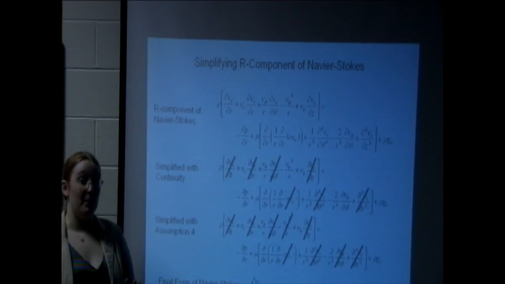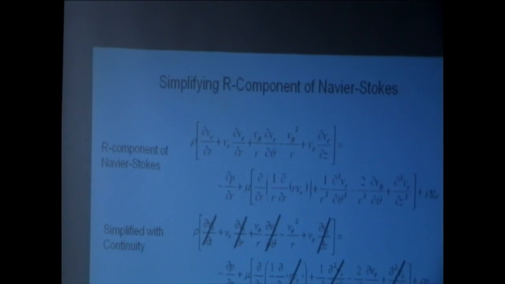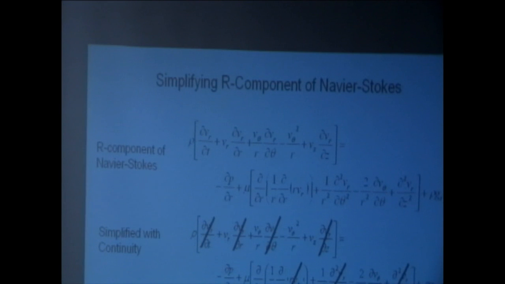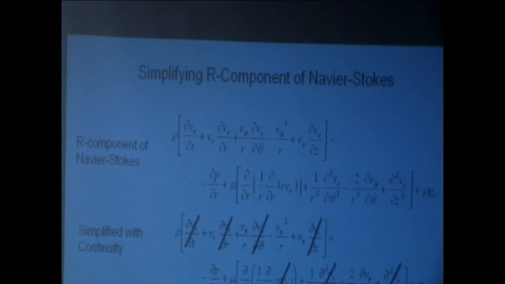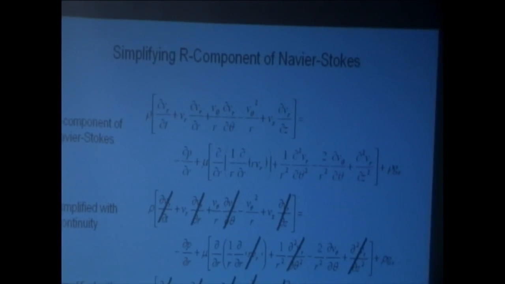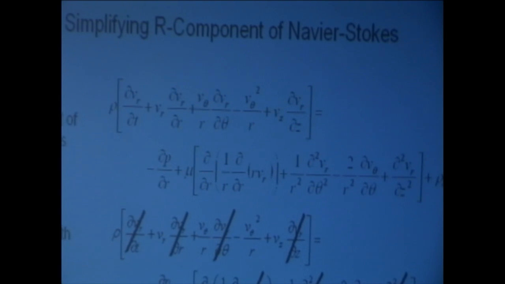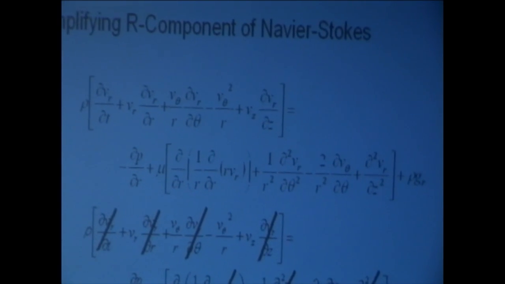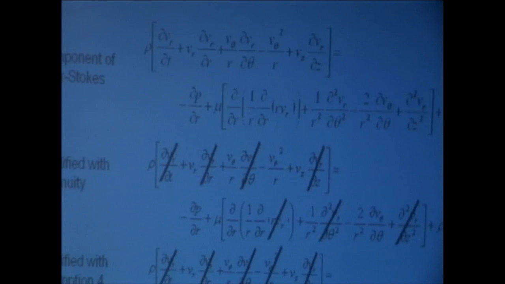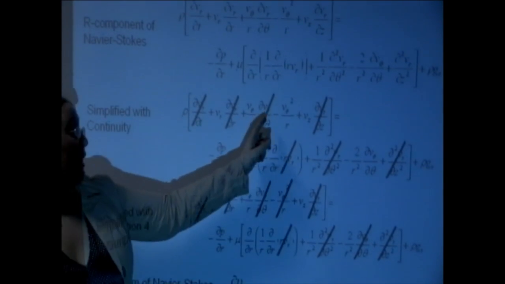So we're going to begin by simplifying each of the components of the Navier-Stokes equation and seeing what that gives us. We're going to start with the radial component, r, and here it is all drawn out. We're going to first simplify with continuity. Continuity tells us that the velocity in the r direction has to be 0 due to the kinematic condition. So you can see here that all the V_r terms have been crossed out.